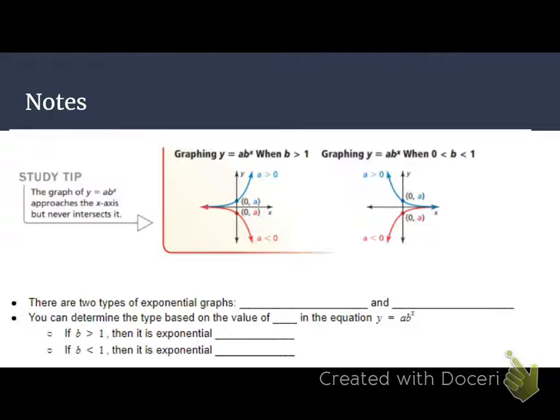Okay. So we've seen what it looks like in a table. Next, we're going to see what it looks like in a graph. There are 2 types of exponential graphs, growth and decay.